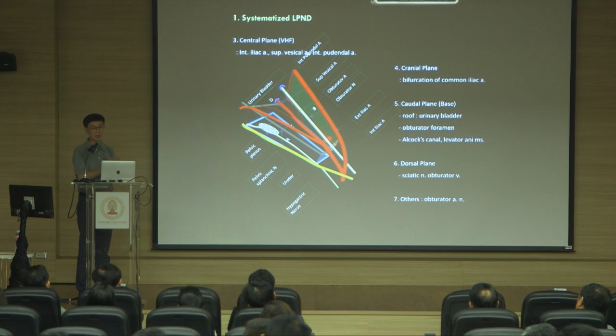And plane B is the external iliac artery, the medial part of the external iliac artery and vein. Plane C is the internal iliac arteries. Between plane C and B is one very straight, large nerve you can meet, the obturator nerve.